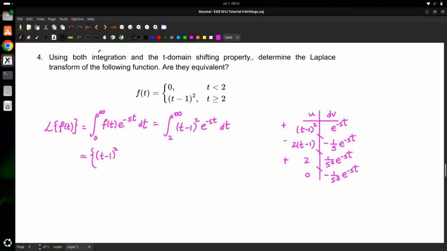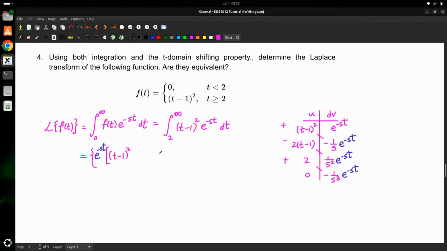Because it's a big hassle to write, and every term has e to the minus st, so if I keep on writing it, I might as well factorize it out. Can you see every term has e to the minus st? So I just factorize all the e to the minus st terms out. Easier to write that way.